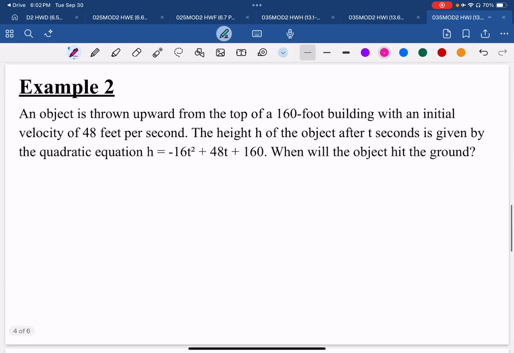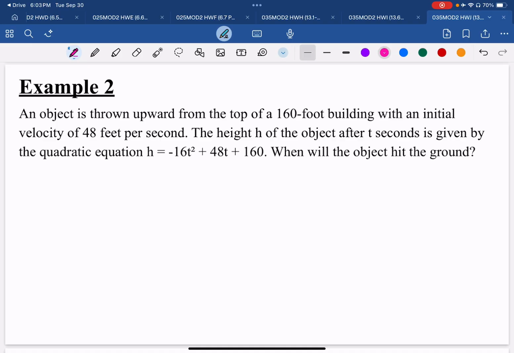All right, let's look at another one. It says an object is thrown upward from the top of a 160-foot building with an initial velocity of 48 feet per second. The height h of the object after t seconds is given by the quadratic equation h equals negative 16t squared plus 48t plus 160. When will the object hit the ground?